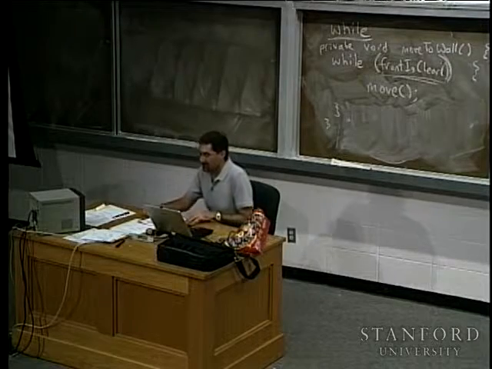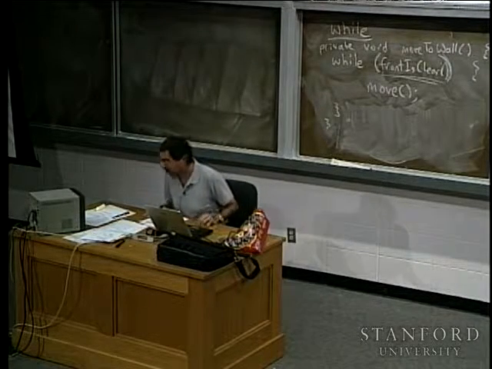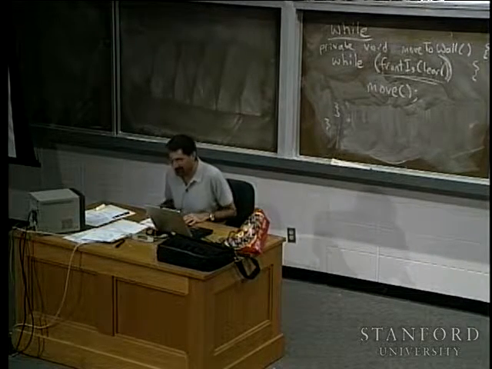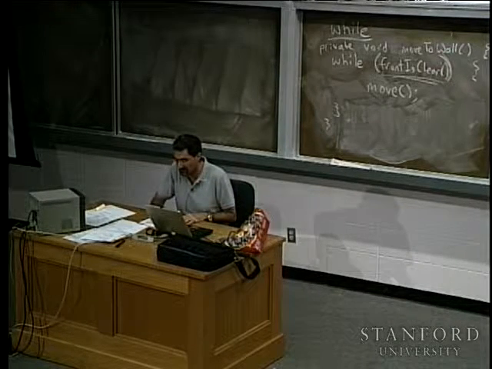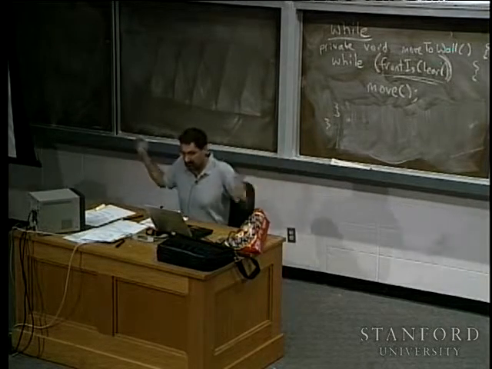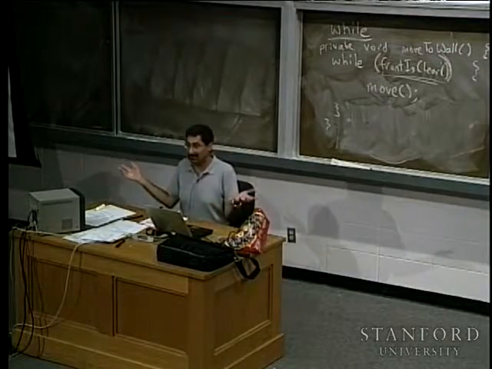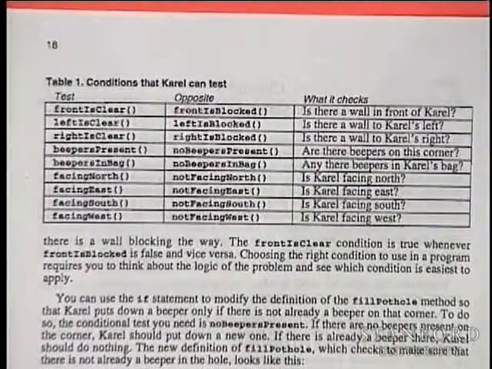So on page 18, there's the lovely Table 1. And these are all the conditions you can check in Karel. There's front is clear, left is clear, right is clear, so you can check to your left and right. There's no behind is clear. Important for babies, not for Karel.